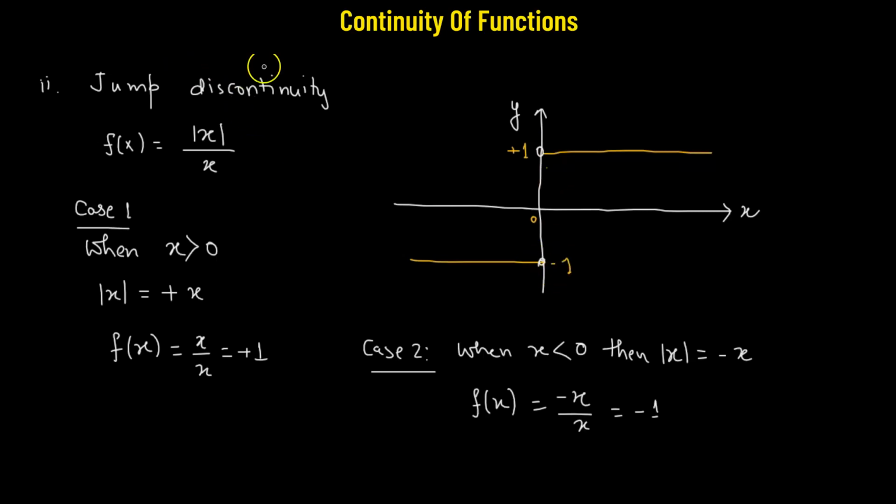Because let's say we are coming from left to right. The moment we reach the point x equals 0, the value of the function jumps from -1 to +1. So that means there is a jump discontinuity here. Although the function is continuous for x less than 0 and x greater than 0, it is simply discontinuous at the point x equals 0.